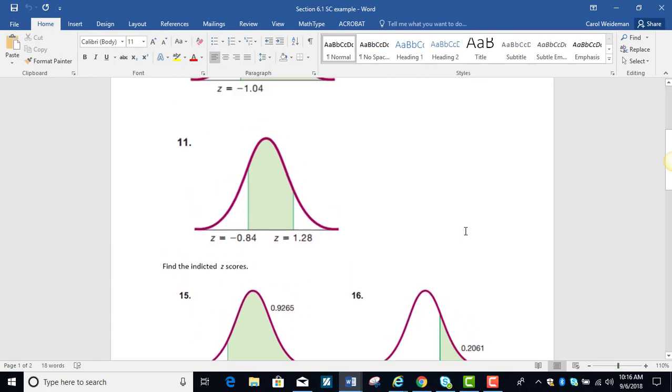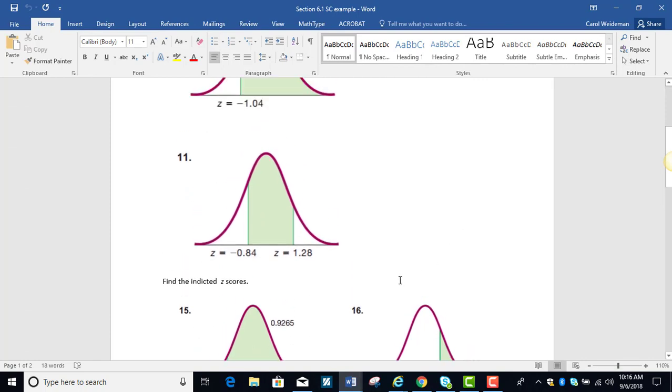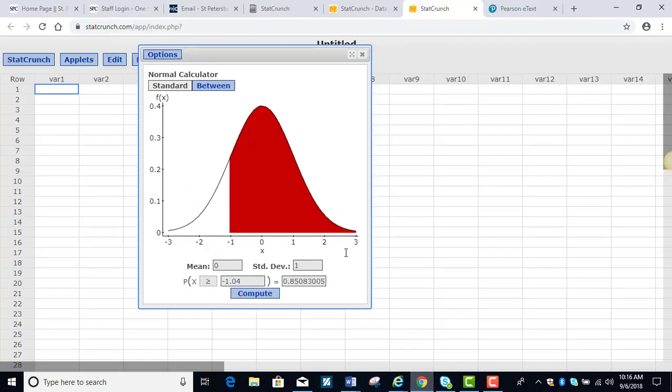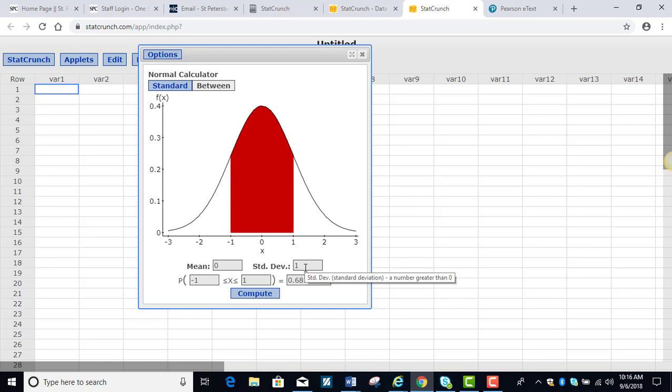And this is a between problem. So here they want us to find the area between two z-scores. So let me go back to StatCrunch, and notice on the top of the normal calculator there's a between option. And this will allow you to enter a lower bound and an upper bound. And again, we're going to keep the mean at 0 for the standard normal and the standard deviation at 1.